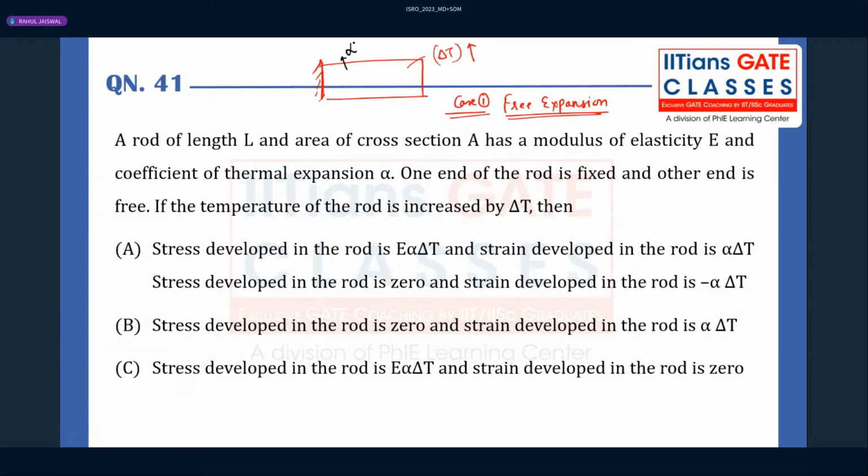When the material wants to expand, or when you reduce the temperature and the material wants to contract, you are not going against the material behavior, you are supporting it. Then why would the material resist? There is no resistance, so there is no stress. The stress developed in the rod will be zero. But what about the strain? Definitely it is trying to expand, so a thermal strain will be developed. Of course, there will not be any mechanical strain, but thermal strain will be developed, that is alpha into delta T. So B option is correct.